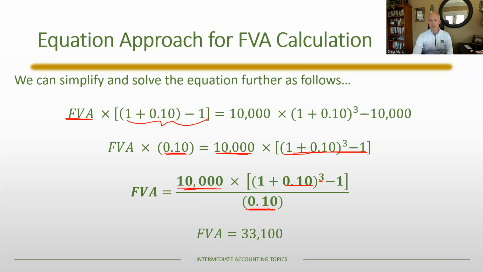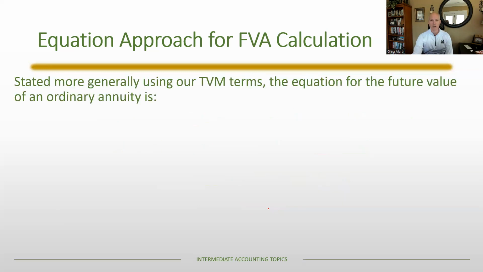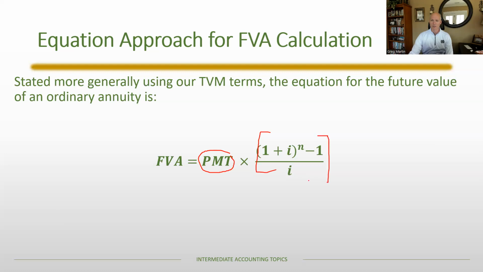And so, again, I can solve for that and I get the future value, same number, 33,100. So when I solve for that, I want to show you the general form equation. So if I take that 10,000 out, the payment, the annuity sits by itself. This is everything that's left. This is very important. This ends up being the factor.